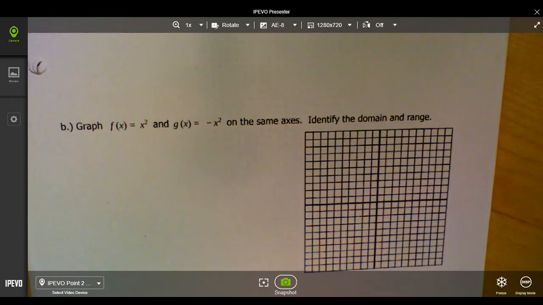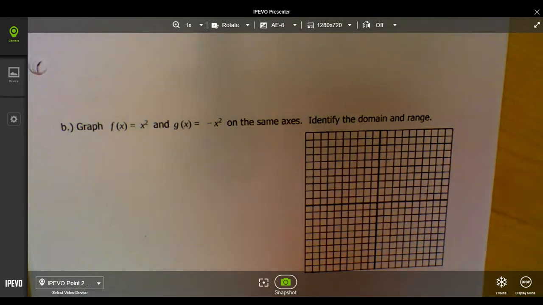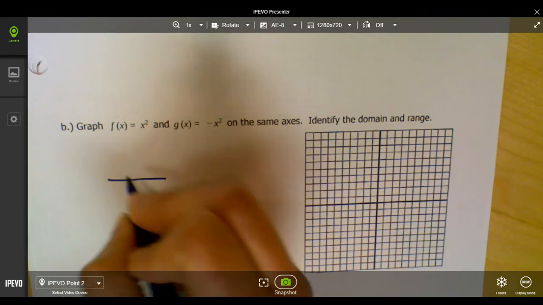All right, so we are back to our quadratics over here. So I'm going to do our parent table.